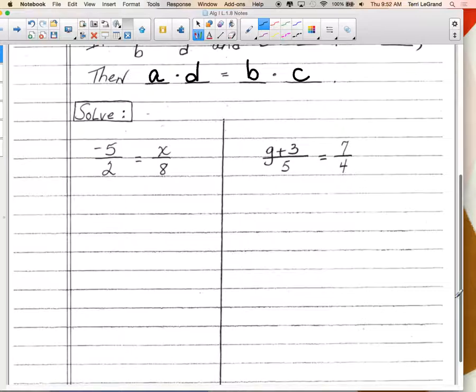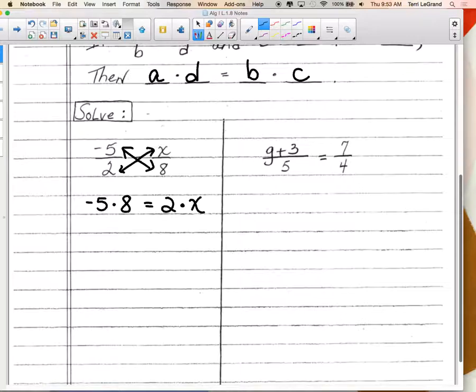So since we're going to use cross products when we have that situation, let's just start using it all the time. Okay? So we're going to take the first numerator times the opposite denominator, and the other denominator and numerator times each other. So we're doing what we call, oftentimes you'll see this, cross products. The factors become a numerator and the other denominator, then the other numerator and the other denominator.